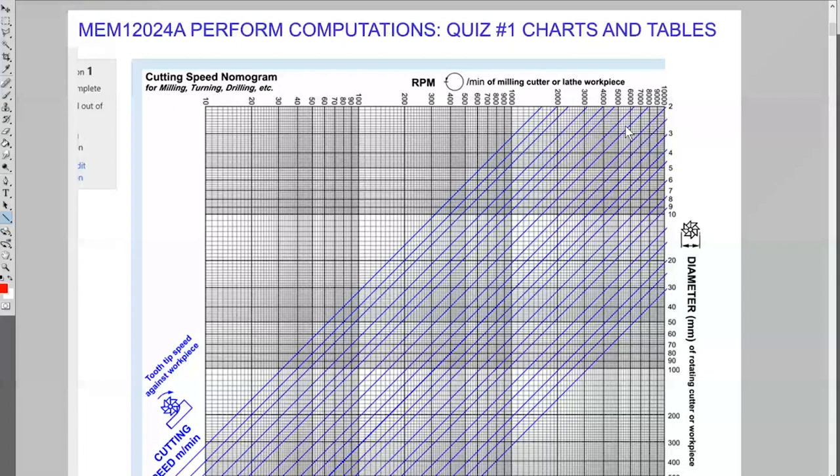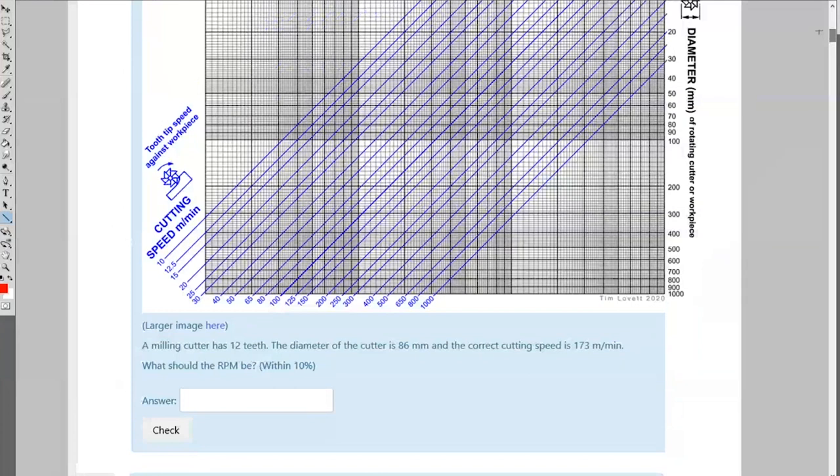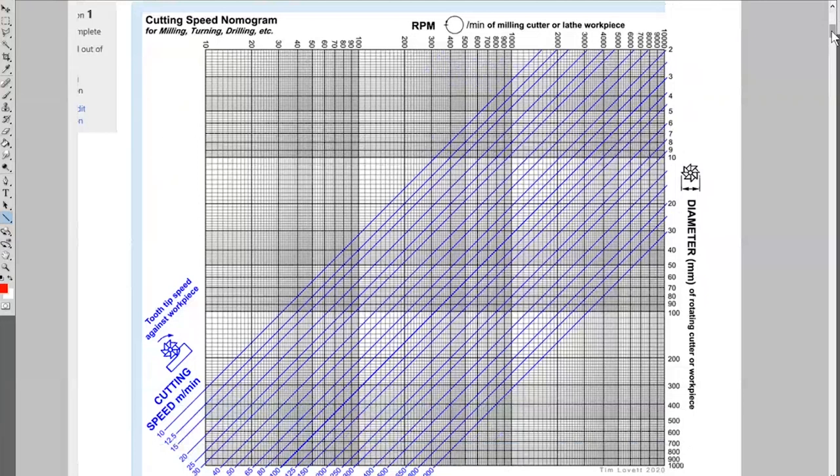Okay, this is quiz number one of Perform Computations called Charts and Tables. So basically we're reading charts and trying to get information out of the chart that we're being required for. So we have some information down the bottom here, and we're using the table, which is this chart here, to get that information. All right, so let's just see what this says down here.